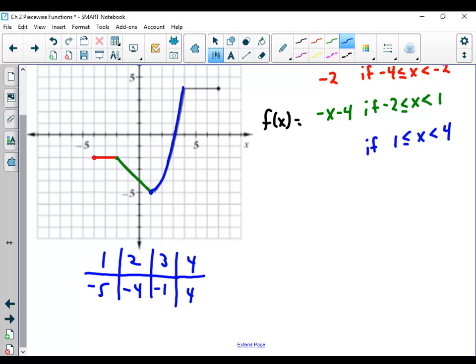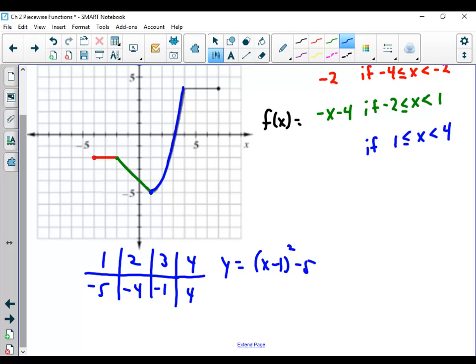Okay, because it looks like I've got the vertex here, right? So it looks like the vertex is at 1, negative 5. So you might think of it, okay, I've got this situation. Well, let's test that one out. Well, if I put 1 in, we got 1 minus 1 or 0, squared is still 0, minus 5 is negative 5. So far, so good.